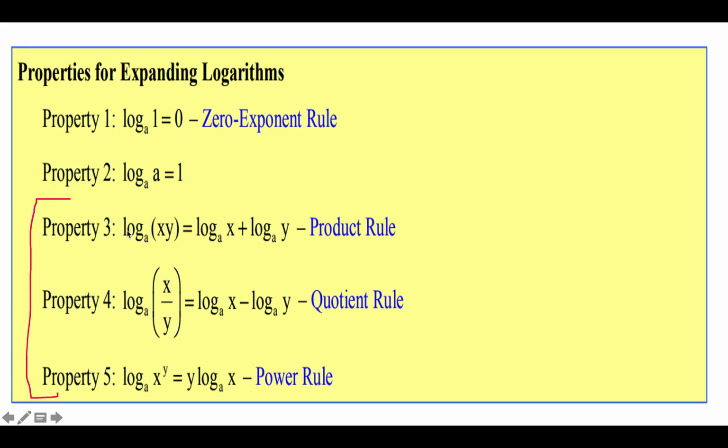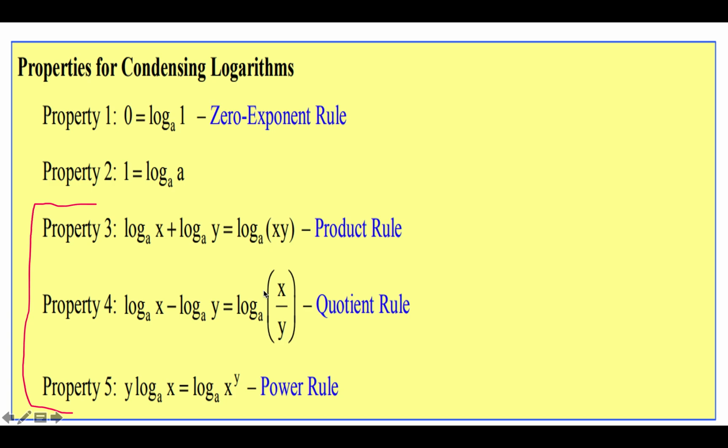Now on a quiz, or on your homework, I can combine all these properties into one question. And then we have the same thing, properties for condensing logs. So you're going to be working backwards. We have, once again, properties 1 and 2. We're not going to concern ourselves with those for the quiz. But properties 3 through 5, we should really know.